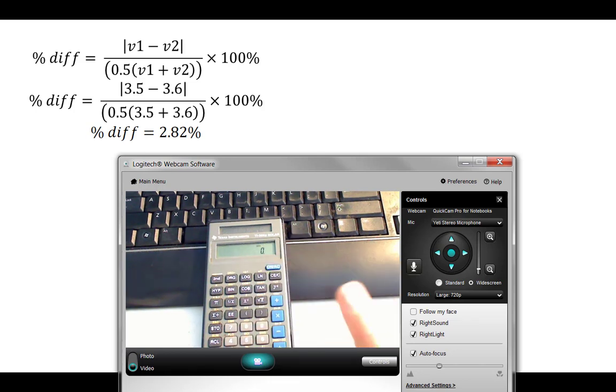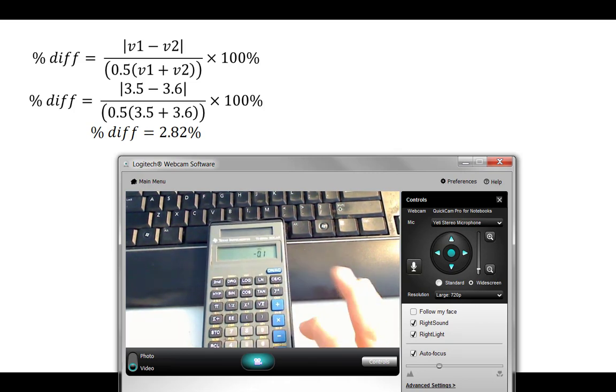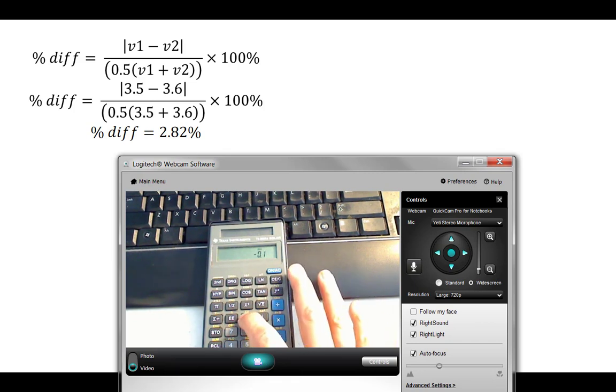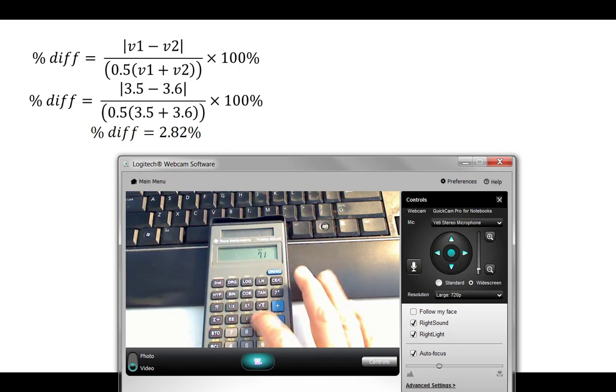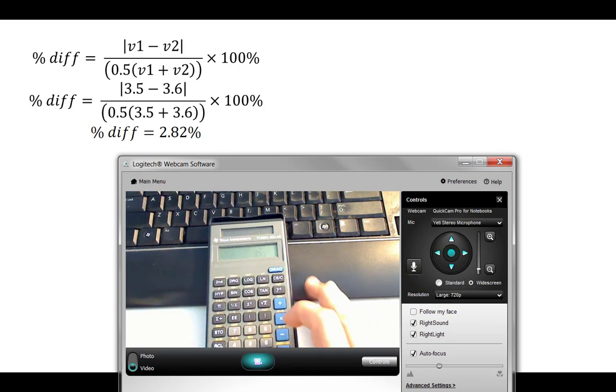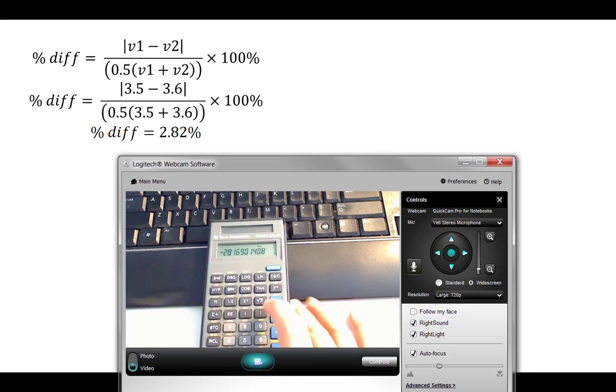So again, parentheses are key to getting this calculation correct. I'm going to start with parentheses around my numerator, 3.5 minus 3.6. Okay. Now I'm going to divide by, I'm going to hit parenthesis 0.5 times a second parenthesis 3.5 plus 3.6, close both sets of parentheses, hit equal, and then multiply by 100. And there's my 2.82%.